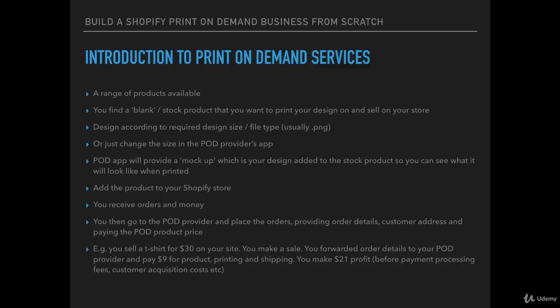You then go to the POD provider and place the order, providing the order details such as the product, the size, and the color that the customer's ordered. You'll provide the customer name and address and contact info, and you'll also pay the POD product price. So for example, if you sell a t-shirt for $30 on your website, you make a sale and you forward your order details to your POD provider, and let's say your POD provider is charging you $9 for this t-shirt, for the printing and shipping as well. So you charge $30 to your customer, but you can actually get this product for $9. So you're making a $21 profit.